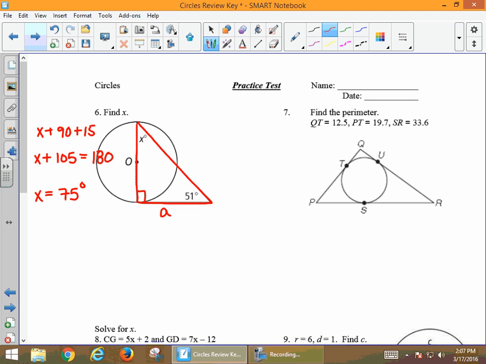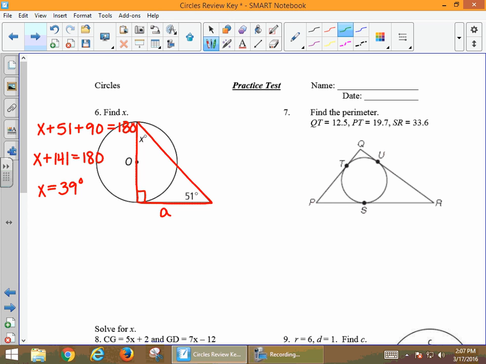That is not right. Let me go back. I'm sorry about this. I did 15. It should be x plus 51 plus 90. That looks better. X plus 51 plus 90 has to equal 180 degrees. So 51 and 90 would be 141, equals 180. Subtract 141 and x is equal to 39 degrees. That looks much better. 39 degrees for angle x in question 6.